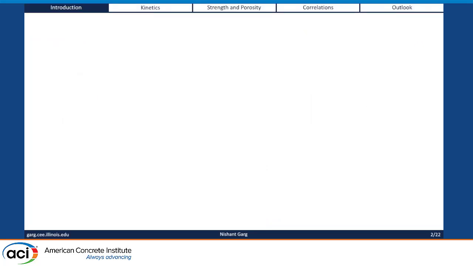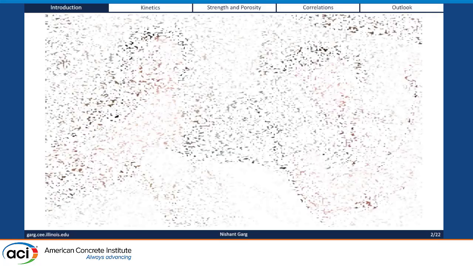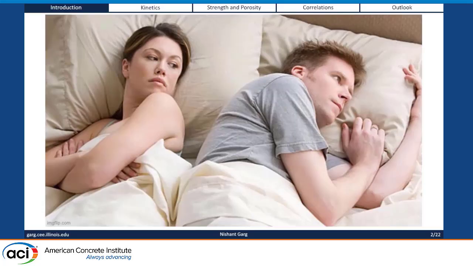I know there's a lot of young students here, and the best way to communicate with young students is through memes. So I'm going to start with a meme here. This one right here I really like. And how does it correlate with what we are going to talk about?